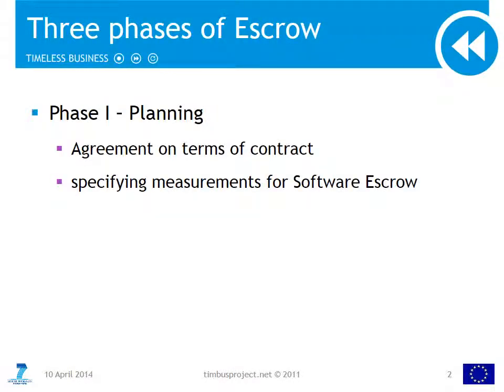There are 3 phases in an escrow agreement. The first phase is planning. In the planning phase, the contracting parties have to agree on the terms of the contract and additionally specify the measurements that should be applied to identify the quality of the deposit material.